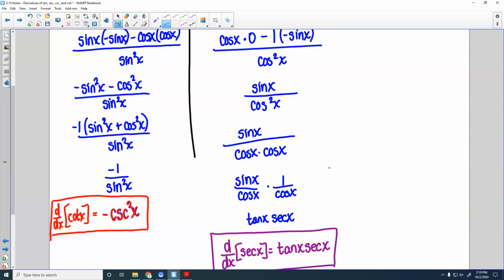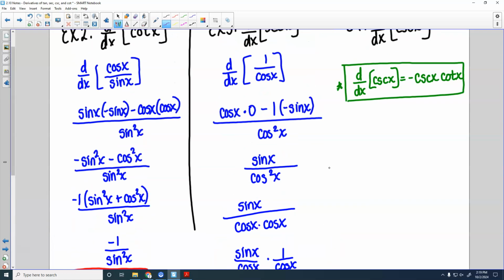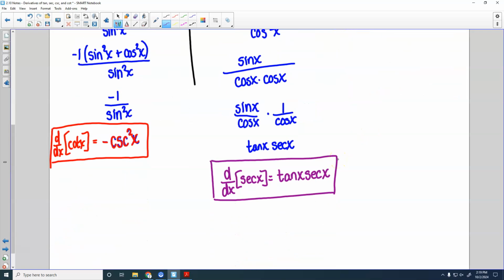All right. Okay, over here, what did you guys get? Negative cosecant squared x. Okay, I agree. Over here, what did you guys get? Okay, very good. Secant x, tan x.